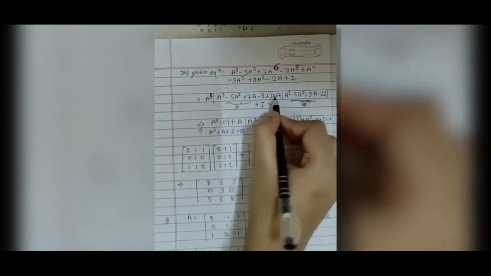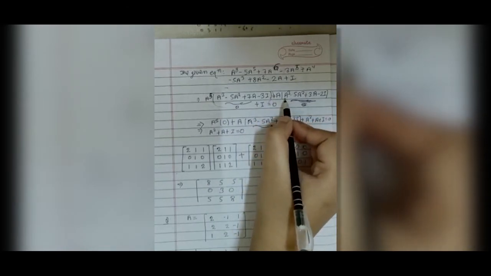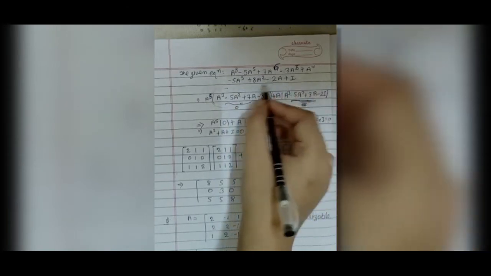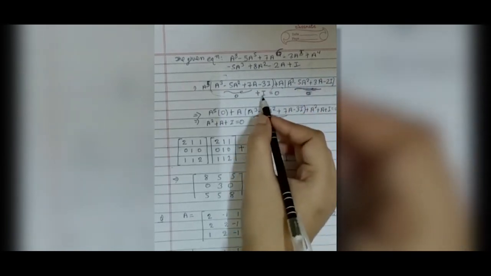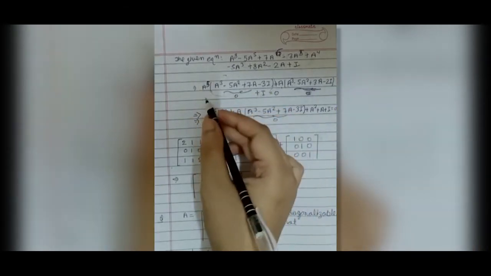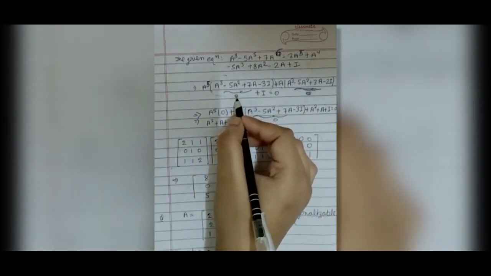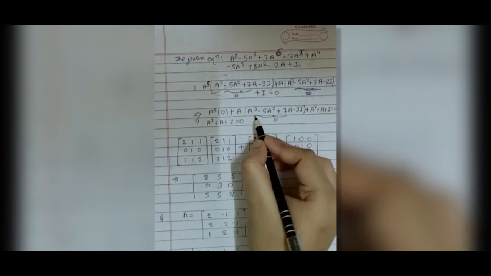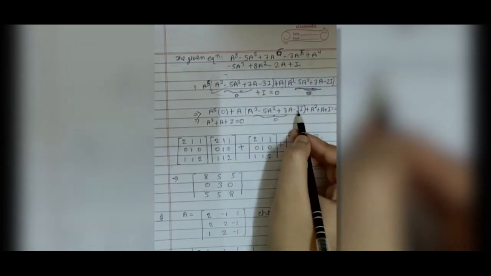Plus now, take A common from this side, the left thing, this thing. You will get A cube minus 5A square plus 3A minus 2I plus I equals to 0. So this thing is the same equation, you know that's equal to 0. So this term is cancelled out. We will be left with A cube minus 5A square plus 7A minus 3I, this term.